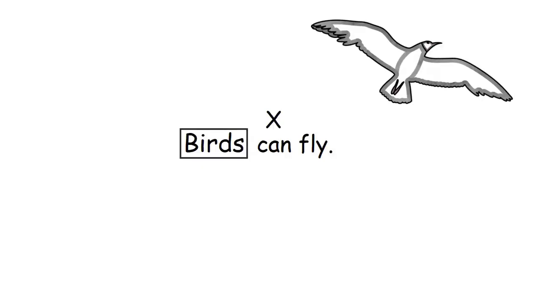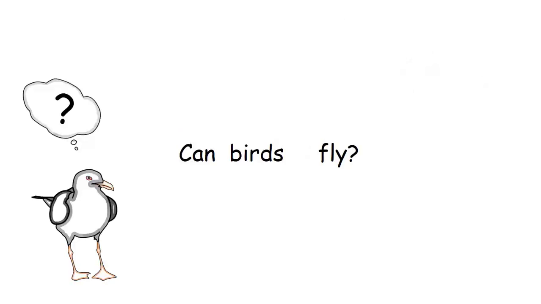What about questions? Can birds fly? What is the X word? Can again. So the X word can has moved from its usual place to the front of the sentence. Everything between those two positions is the subject. So the subject is birds.